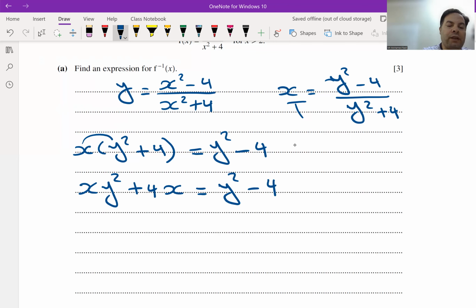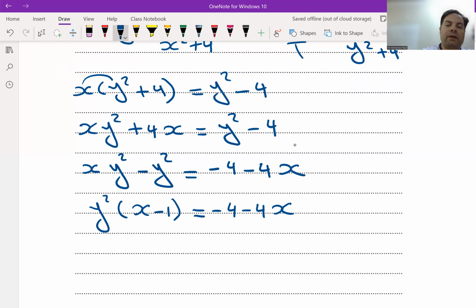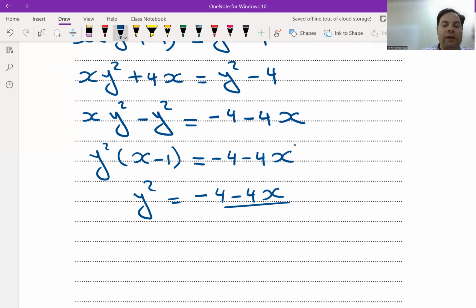Collect all terms included y together. Xy squared minus y squared is equal to minus 4 minus 4x. Then by taking y squared outside, open bracket, x minus 1, is equal to minus 4 minus 4x. By dividing by x minus 1, so y squared is equal to minus 4 minus 4x, all divided by x minus 1. Then by taking the square root.